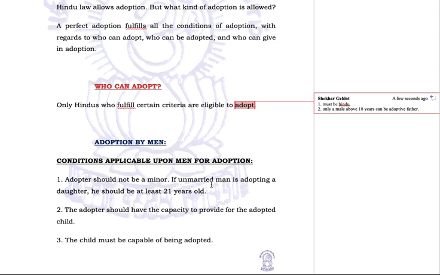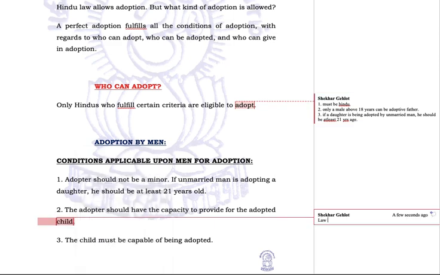Plus, if an unmarried man is adopting a daughter, he should be at least 21 years old. At least 21 years of age if he is going to adopt a daughter and if he is unmarried. The adopter should have the capacity to provide for the adopted child.